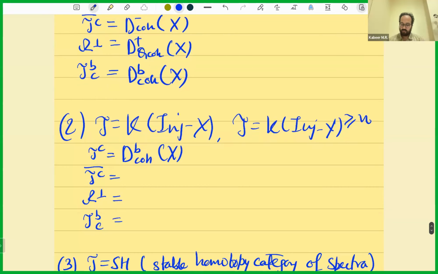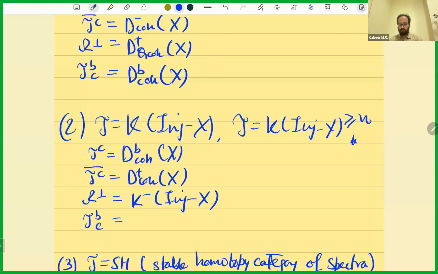In the case of the homotopy category of injectives and the metric coming from the weight structure, the compacts, as we know, are the bounded derived category of coherent sheaves. The closure of compacts is bounded below complexes of sheaves with coherent cohomology. The orthogonal to the metric is just bounded above complexes, and the intersection is just sheaves with coherent cohomology which have finite injective dimension.